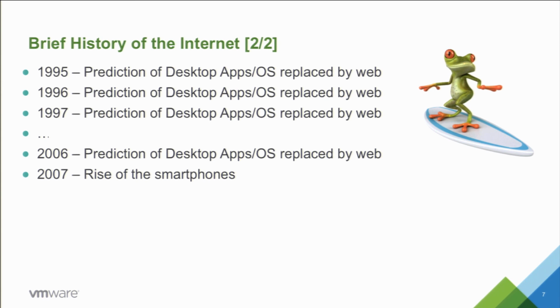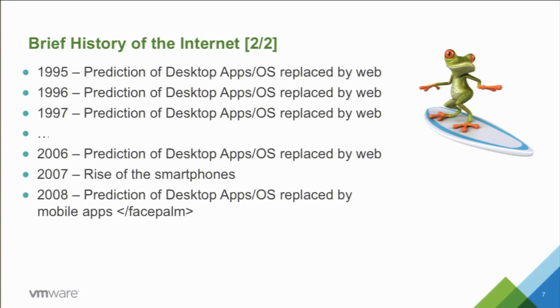And you can't discredit that. They all literally shifted as of 2007. So it was a big, big change. 2008, we had predictions about how desktop apps and OS were going to be replaced by mobile apps. And you're like, you got to be kidding me. We just spent the last 10 years debating that the web was going to replace desktop apps and OS. And now we're talking about the mobile app is going to replace it.